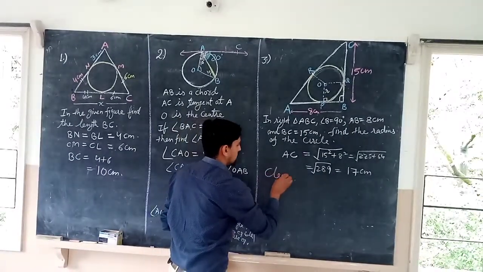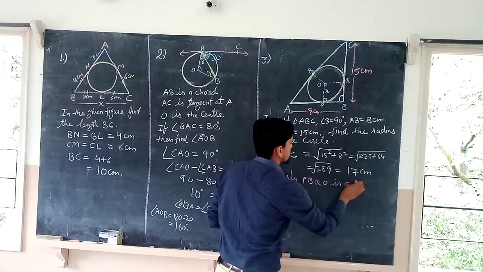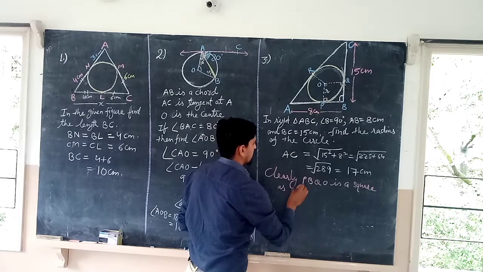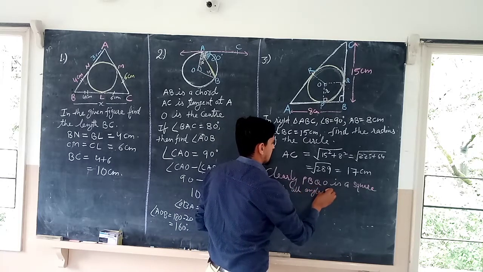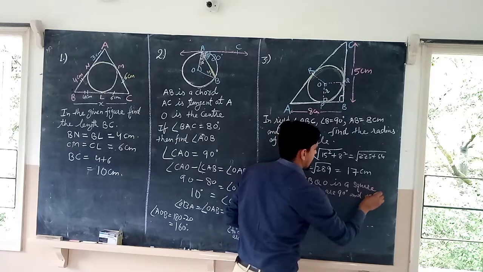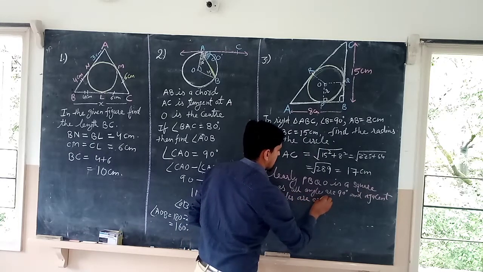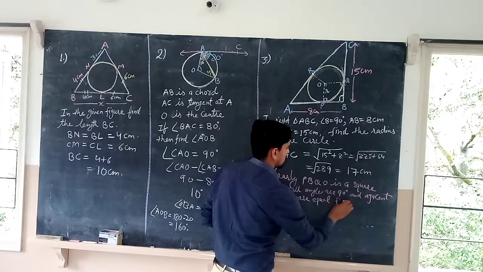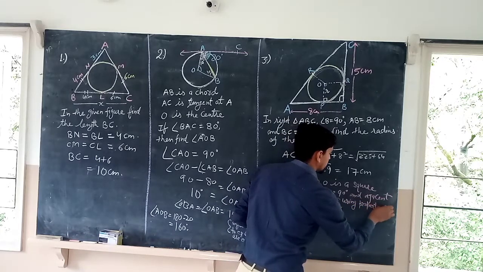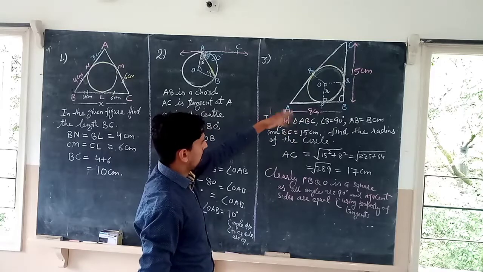So clearly you can write down: PBQO is a square, as all angles are 90 degrees and adjacent sides are equal, using the property of tangents. Right? So now we got to know that this is a square.